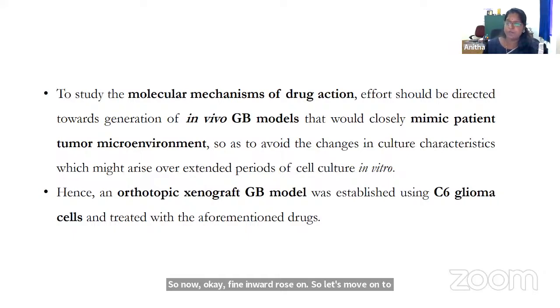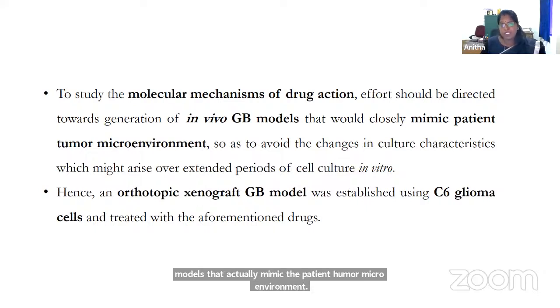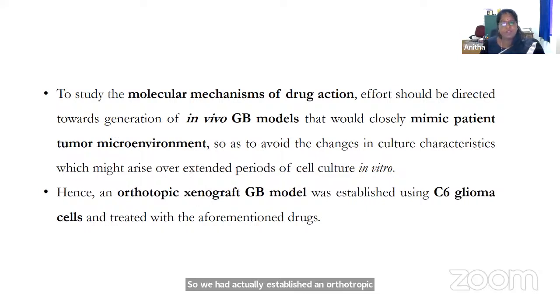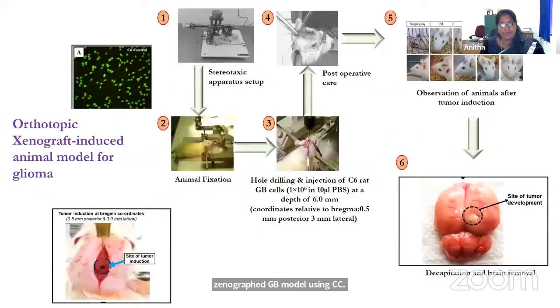We wanted to check what exactly is happening inside the rat model. To study the molecular mechanism of drug action, we took up in vivo GB models that mimic the patient tumor microenvironment. We established an orthotopic xenograft GB model using C6 glioma cells and treated them with the drugs. How do we induce this xenograft model? These are the C6 glioma cells of rat, and this is the stereotactic apparatus.